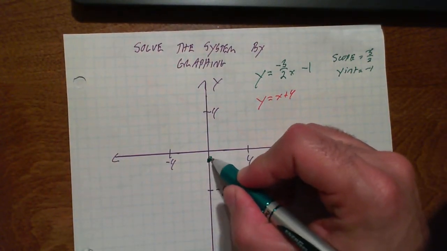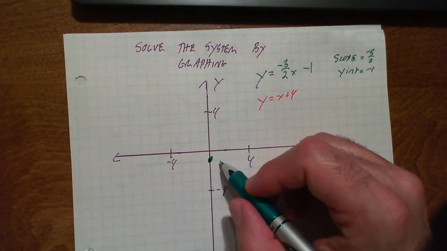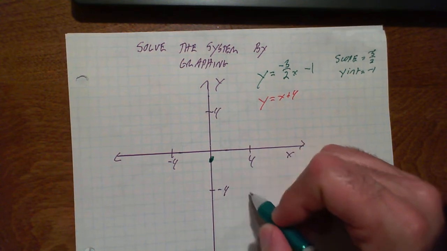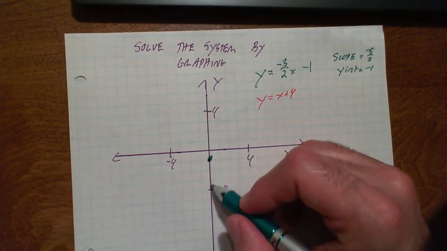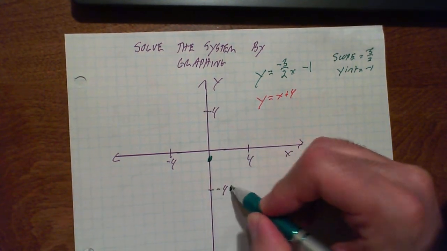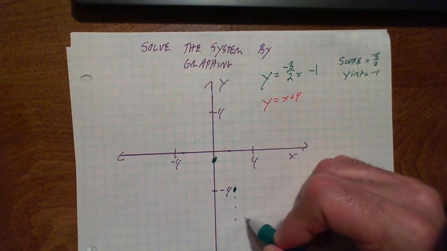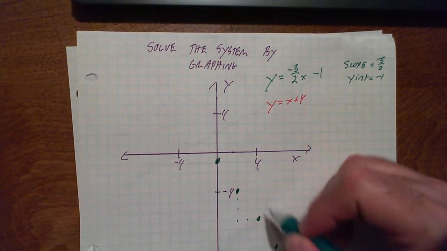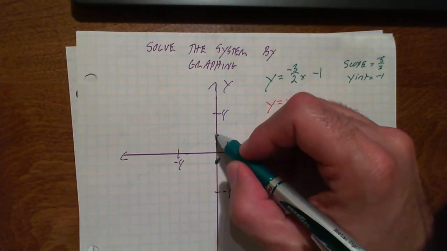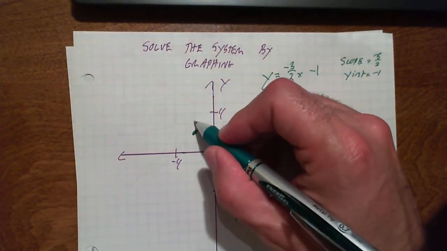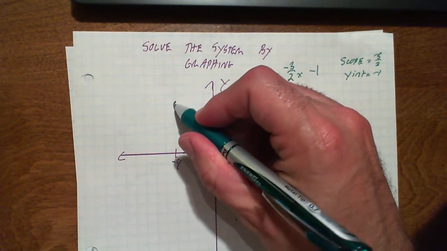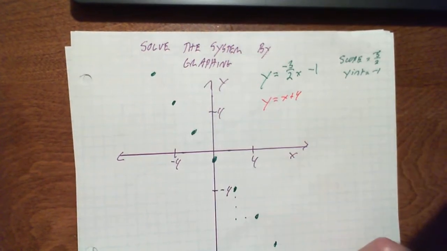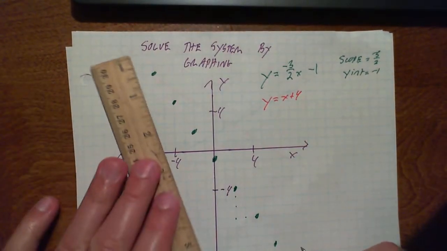So I go down 1 for the y-intercept. My slope is negative 3 over 2. That means I need to go down, right? Negative 1, 2, 3 over 2. Again, 1, 2, 3 over 2. And then let's go in this direction: up 1, 2, 3, backwards 2. Up 1, 2, 3, backwards 2. Okay, let's connect the points.